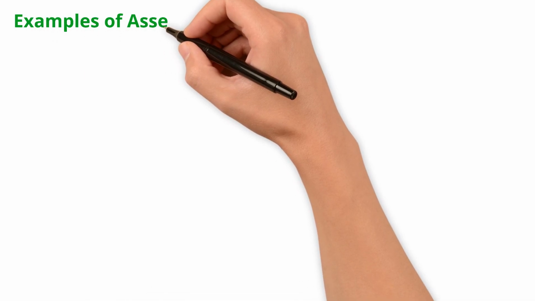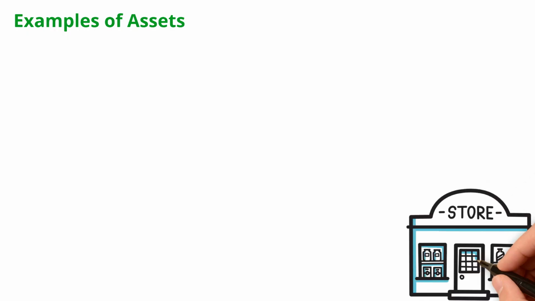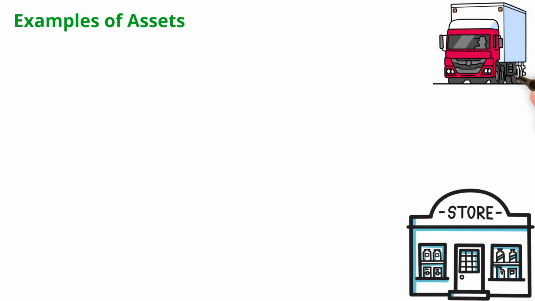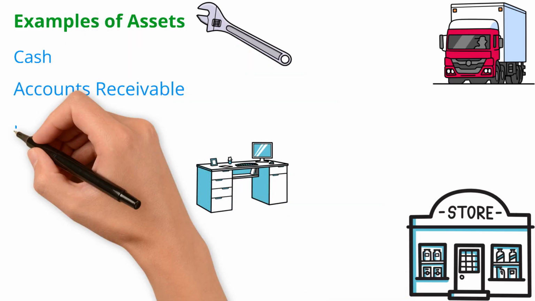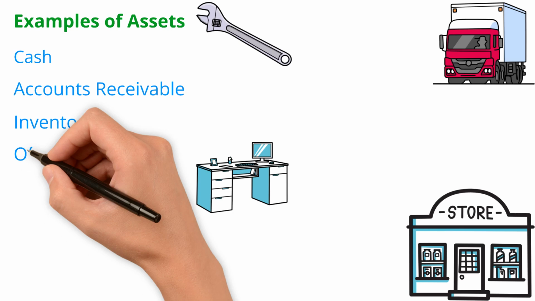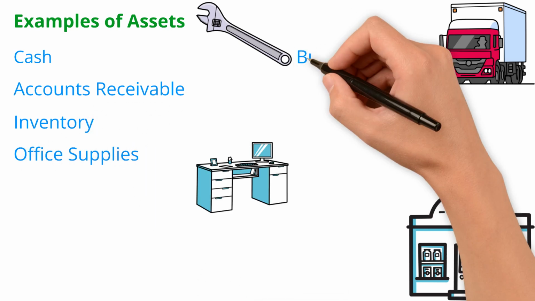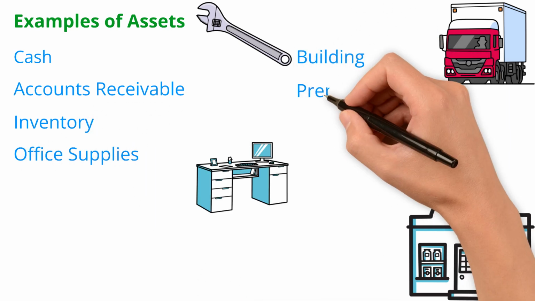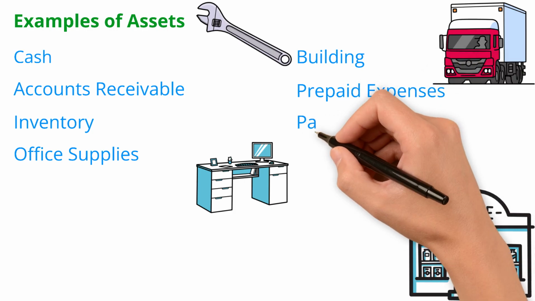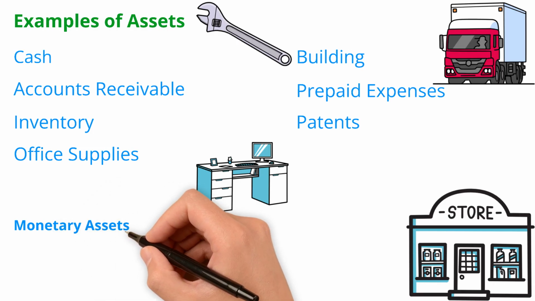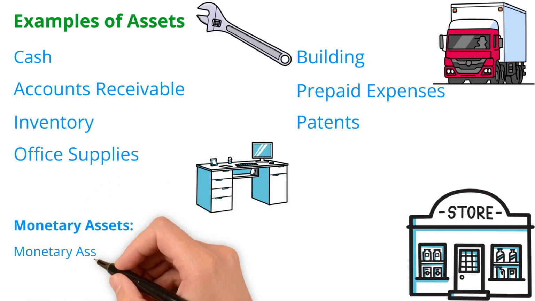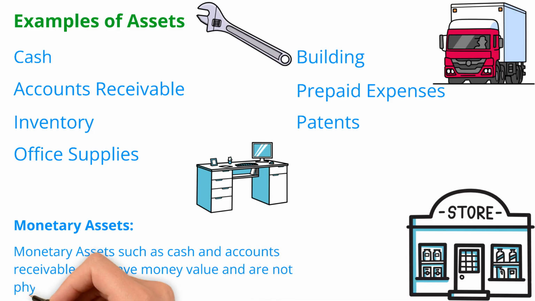Now that we know what a business asset is, here's a reminder of a couple examples of assets. You have cash, accounts receivable, inventory, office supplies, building, prepaid expenses, and patents. Some assets are monetary assets. Monetary assets such as cash and accounts receivable only have money value and are not physically used or consumed.